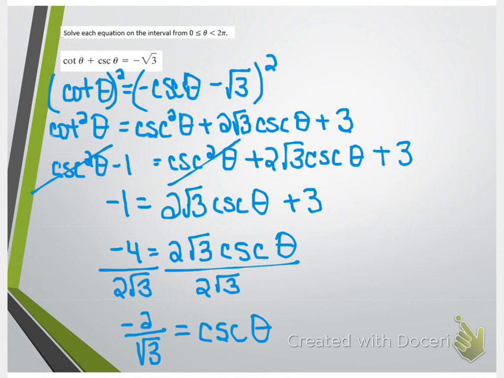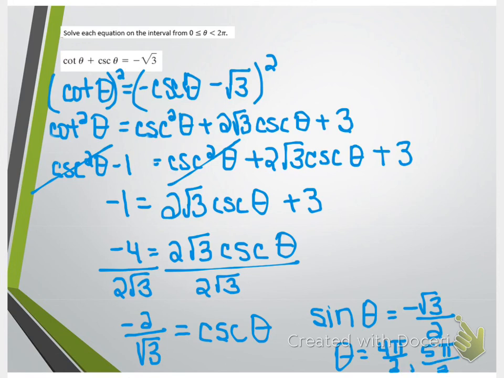Well, I don't know what that is right off the top of my head, but I do know that cosecant is the reciprocal of the sine. So this tells me that the sine of theta is negative root 3 over 2. And that I most certainly can do. Where's the sine of theta negative root 3 over 2? 4 pi over 3, and 5 pi over 3.